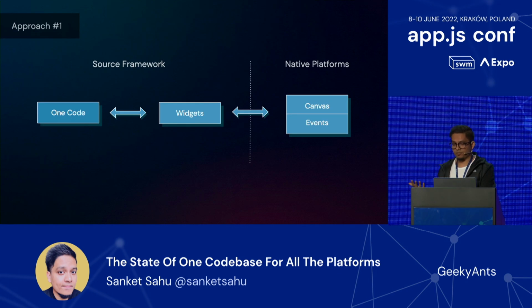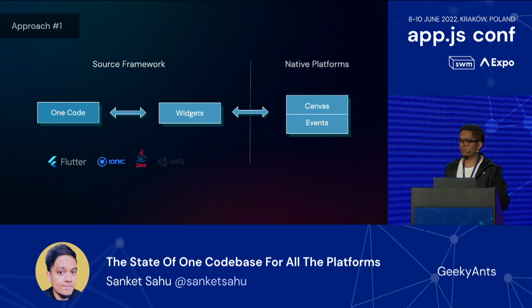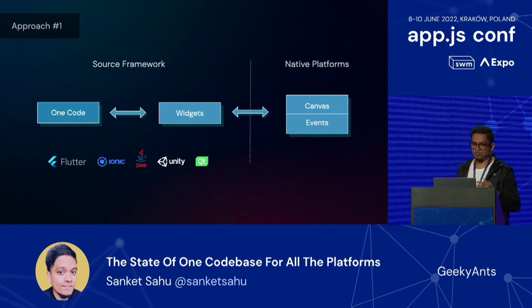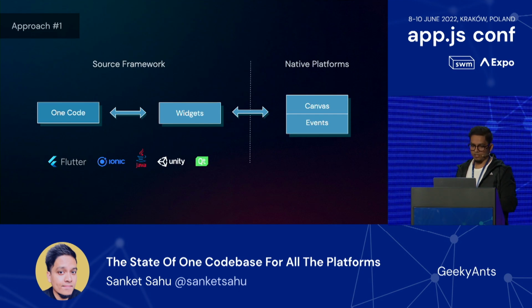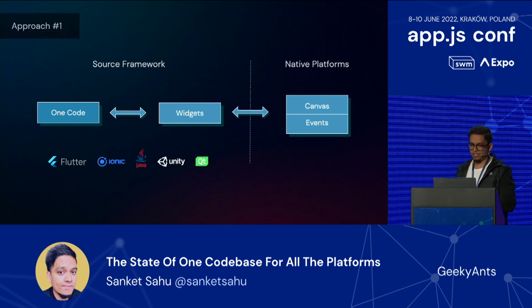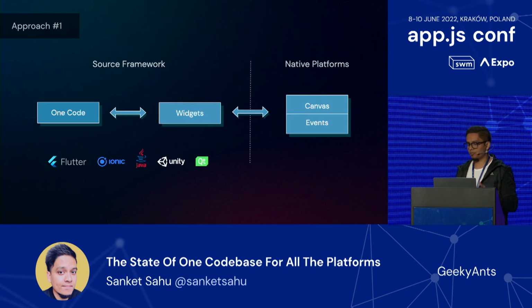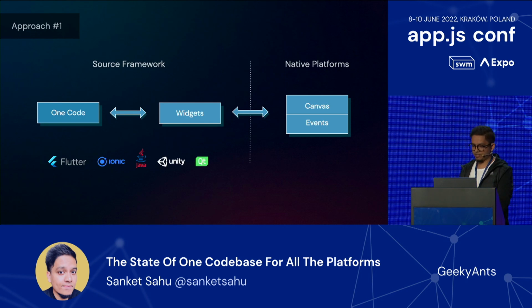You might have guessed this approach is used by a bunch of different frameworks and languages. For example, Flutter uses Dart plus Skia engine. Ionic uses JavaScript and WebView. Java uses its own UI engine. Unity has its engine written in C#. And then we have Qt, for example.